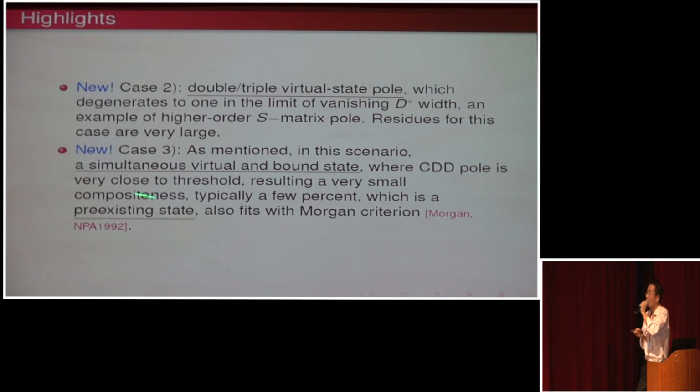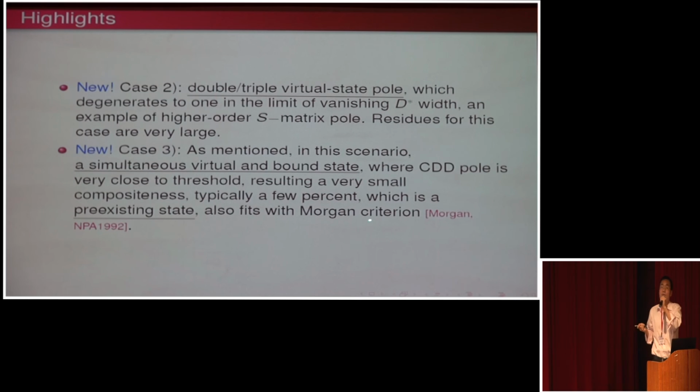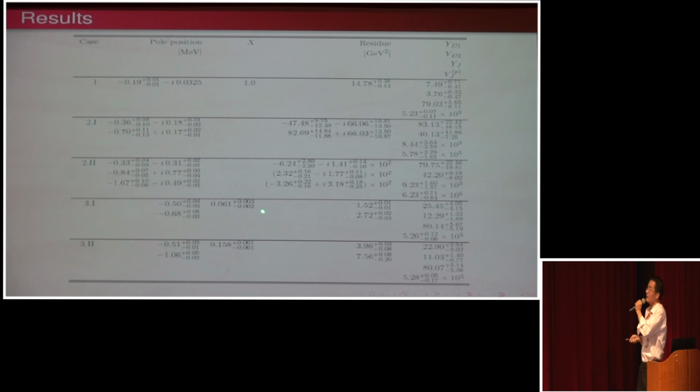We also find that this conclusion agrees with Morgan. Morgan is a collaborator of Pennington at JLab, right? And the Morgan criterion states that if there's a pole in both the first and second Riemann sheet, the compositeness is very small. Most probably, it's a pre-existing state. In our case, we quantify it as around 10%.